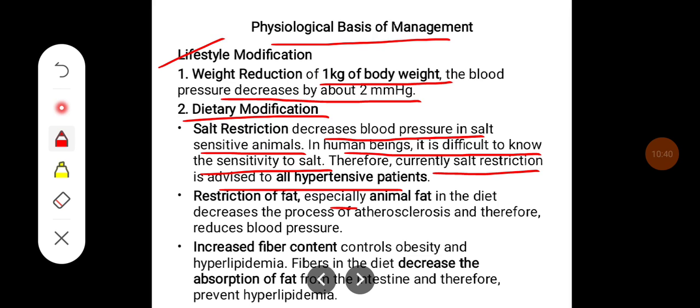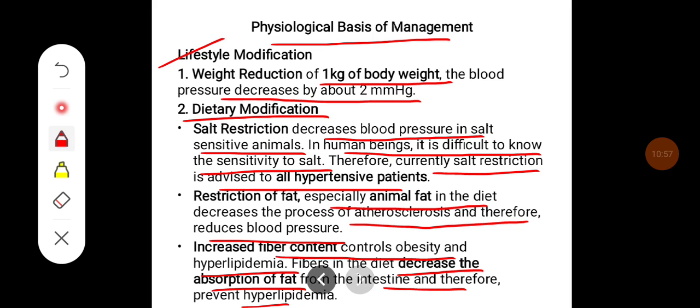Restriction of fat, especially animal fat in the diet, decreases the process of atherosclerosis and therefore reduces blood pressure. Increased fiber content controls obesity and hyperlipidemia. Fibers in the diet decrease the absorption of fat from the intestine and therefore prevent hyperlipidemia.